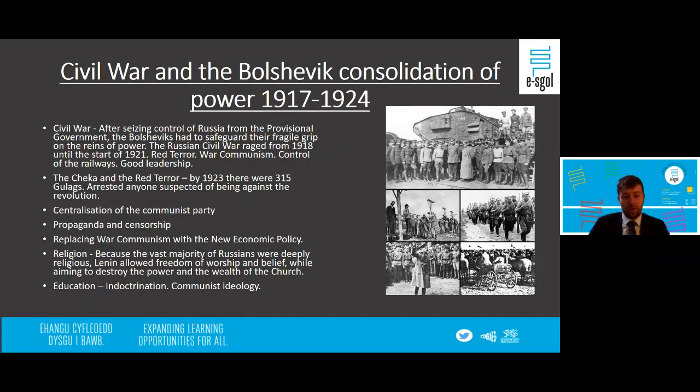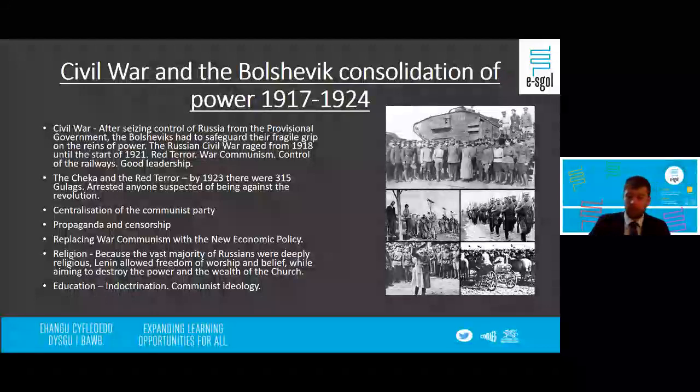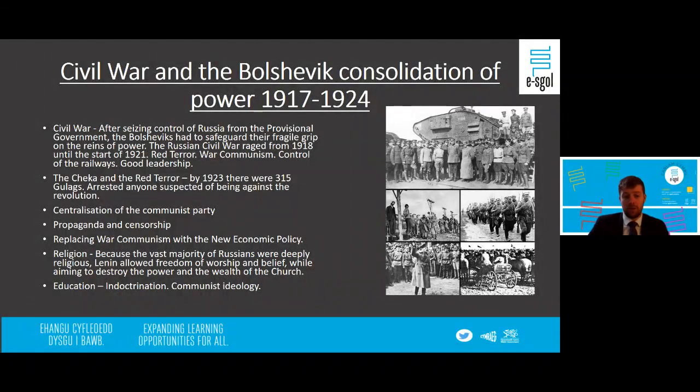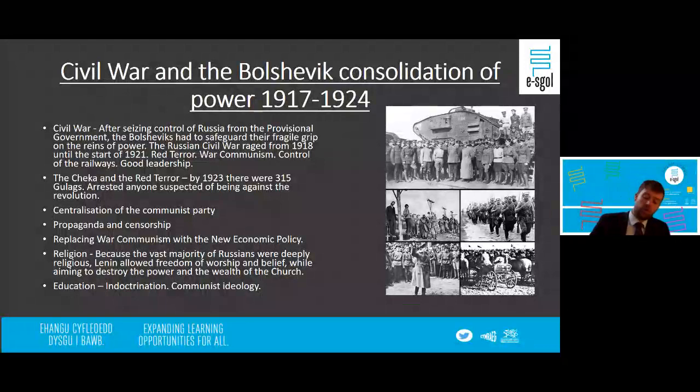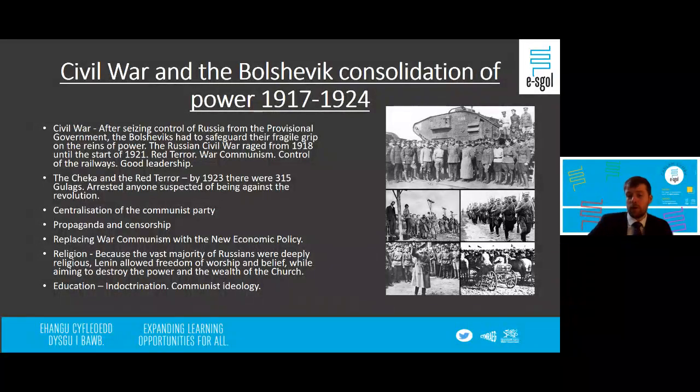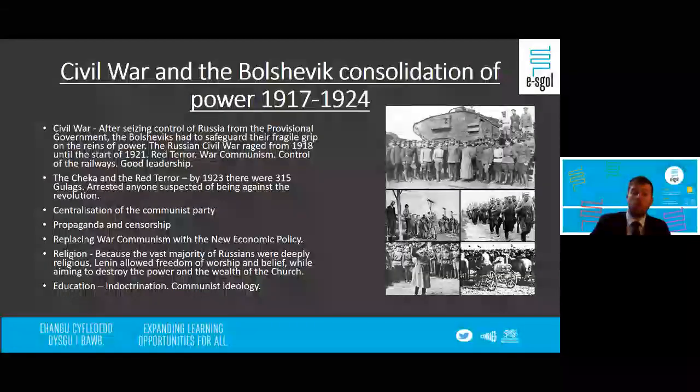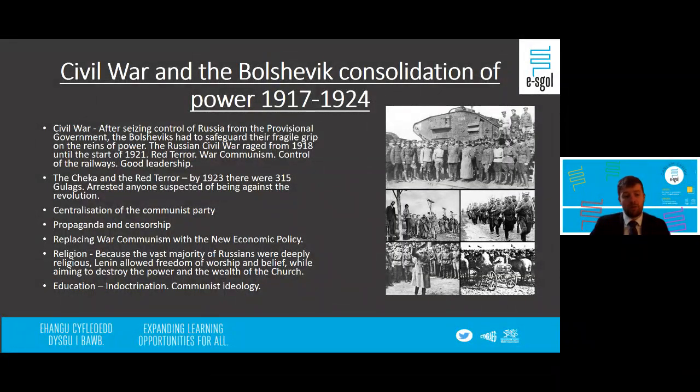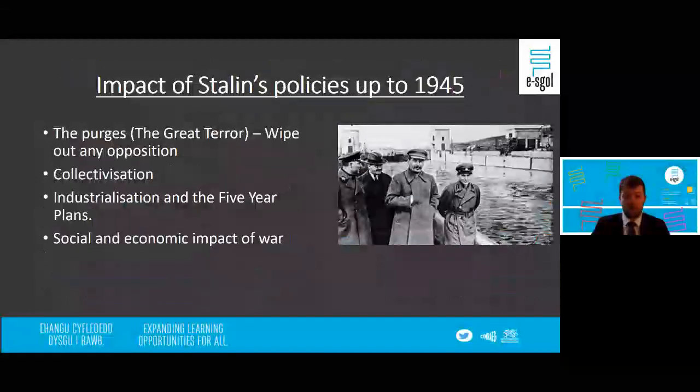So the Cheka and the Red Terror: by 1923, there were 315 gulags across the country that held people that the Cheka had arrested. Centralisation of the Communist Party to make sure they were singing from the same hymn sheet. Propaganda and censorship. Replacing war communism with a New Economic Policy was a way to try and buy the support of some of the peasants. And religion: because the vast majority were deeply religious, deeply Orthodox, Lenin allowed freedom of worship and belief, while aiming ultimately to destroy the wealth of the church, to take it away. And they also educated them through indoctrination and communist ideology as well.